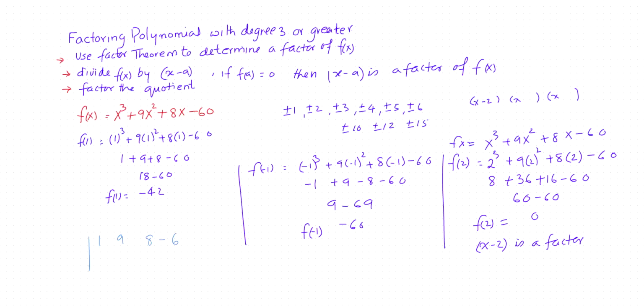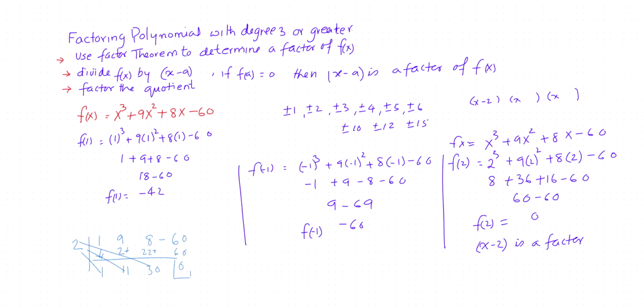So bring this 1 down. Multiply 2 times 1, 2. Add, we get 11. Multiply, 22. Then add, 30. Then 2 times 30 is 60. Then 60 minus 60 is 0. We should get 0 because we know it is a factor. The remainder should be 0.